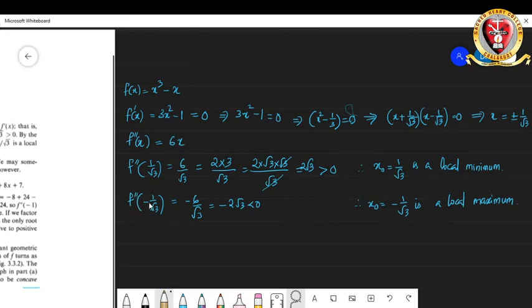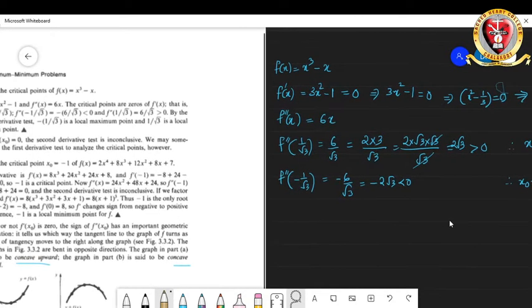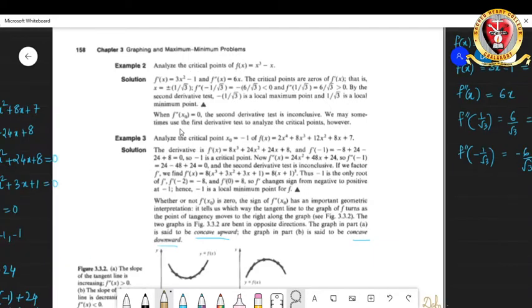Similarly, f double dash of minus 1 by root 3 is calculated. You get that to be equal to minus 2 root 3, which is strictly less than 0. So x naught is equal to minus 1 by root 3 is a local maximum by the second derivative test. So that's how we conclude example 2. Now let's see example 3.